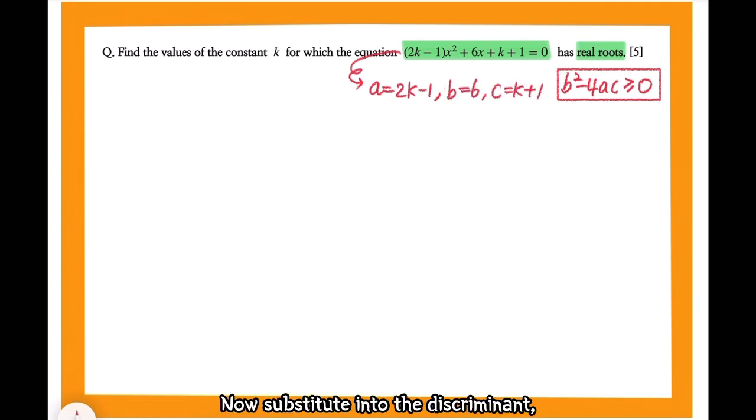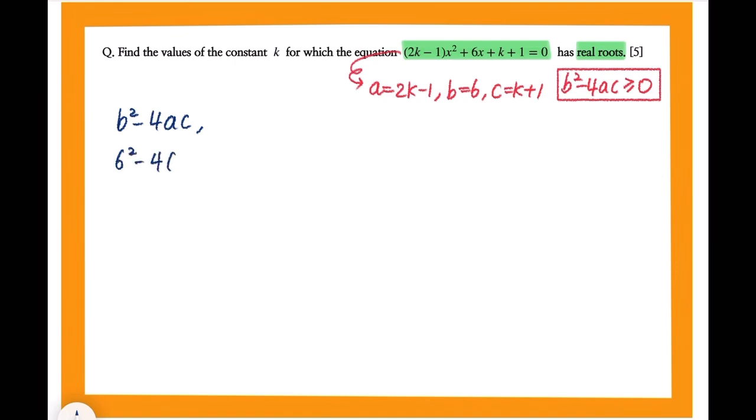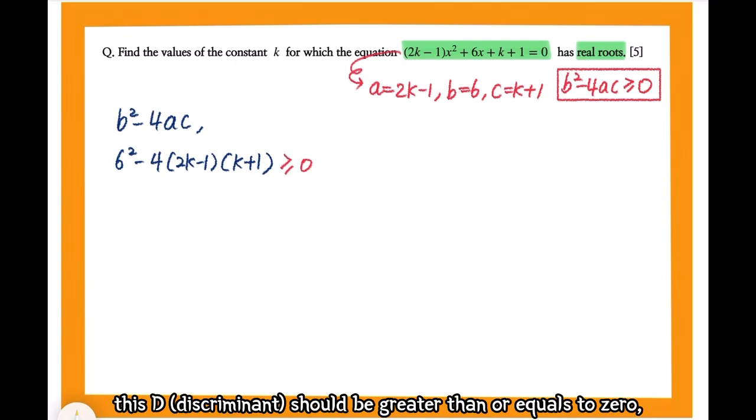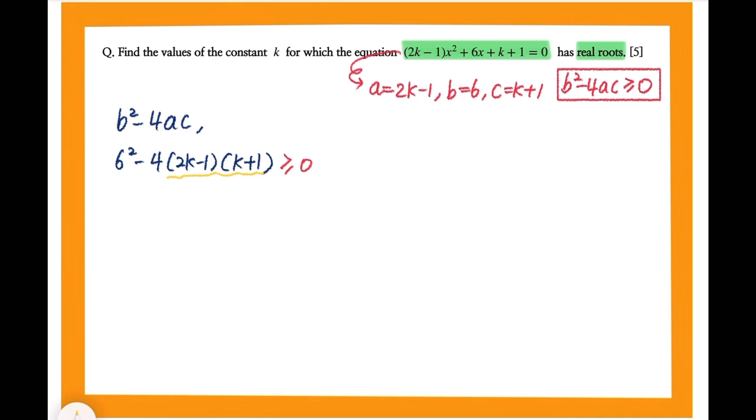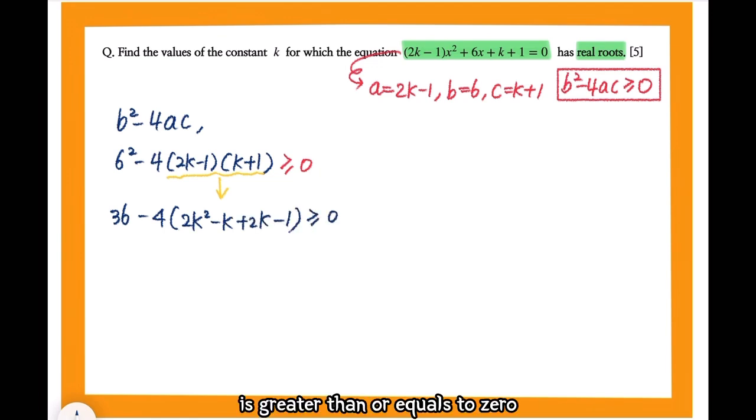Now substitute into the discriminant b squared minus 4ac. Then we could write D equals 6 squared minus 4 times (2k minus 1) times (k plus 1). Since the roots must be real, this D should be greater than or equal to 0, which is 36 minus 4 times (2k squared minus k plus 2k minus 1) is greater than or equal to 0.